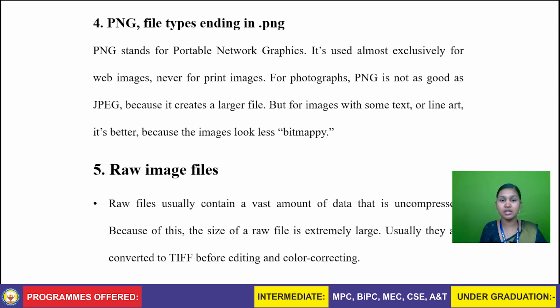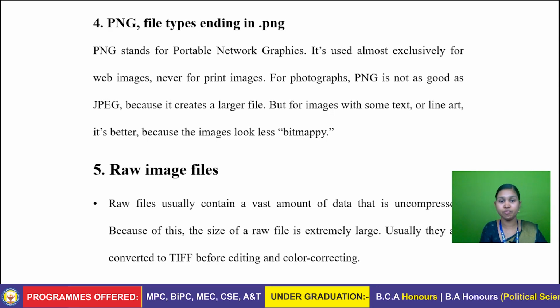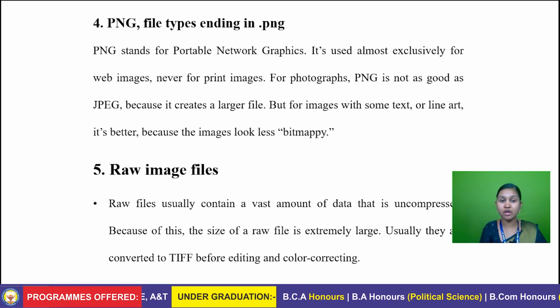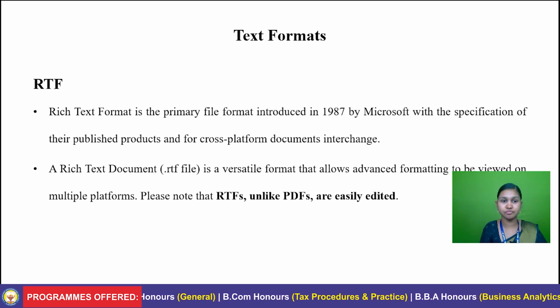Next one, raw image file. It is a vast amount of data. It means we are manually creating video, we are manually creating images. Whenever you expand the image, it will be seen as extremely large. Then that file is called a raw image file.